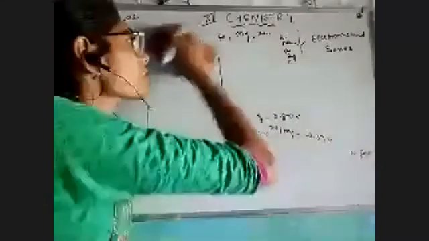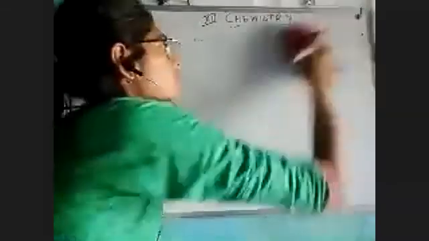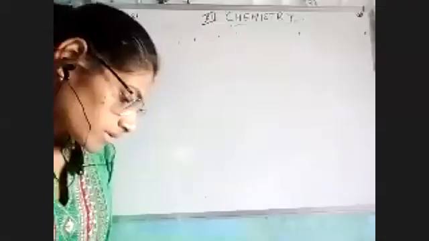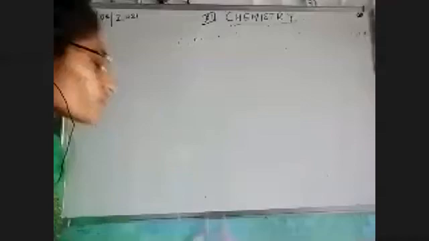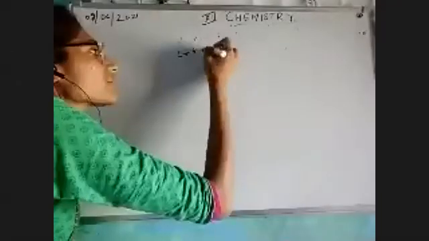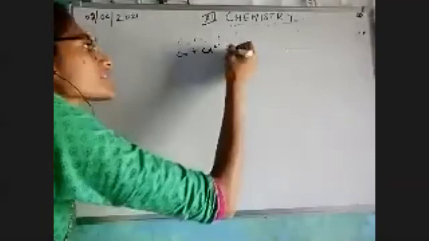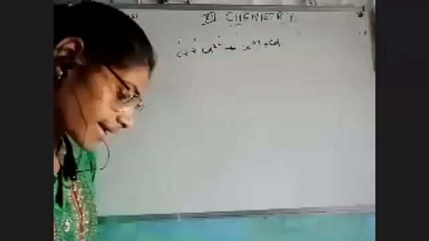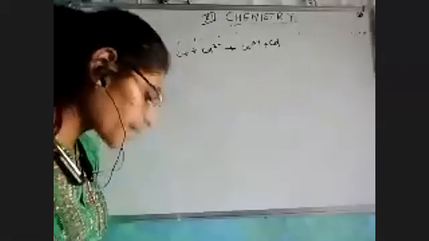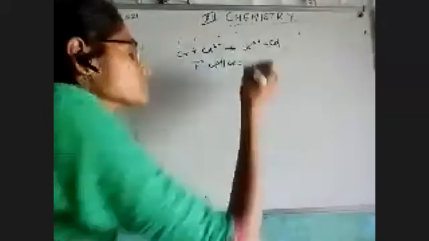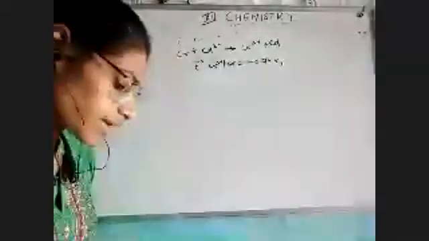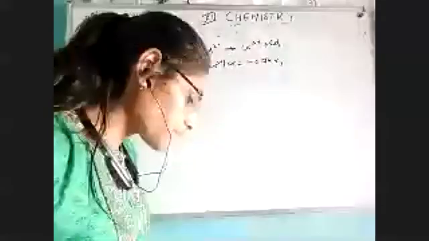Now let's move to our next question. The third question is, we have to calculate the standard cell potential. Chromium plus cadmium 2 positive is converting into chromium 3 positive plus cadmium. And there is provided cadmium 2 positive, that is minus 0.404 volt.